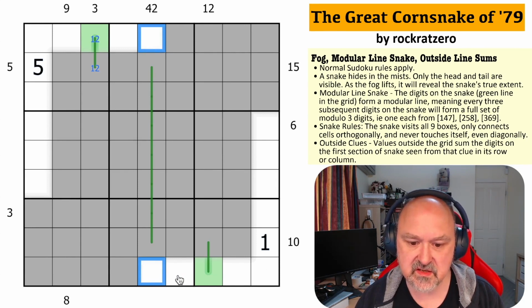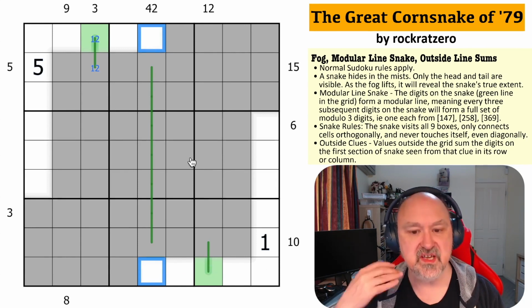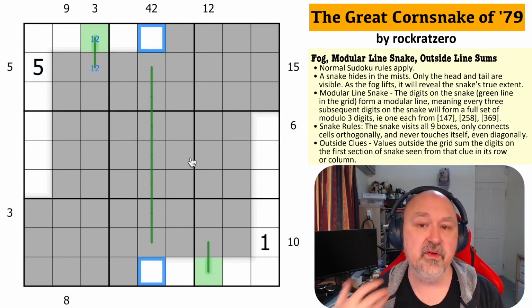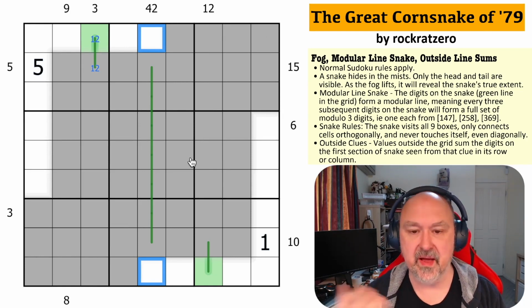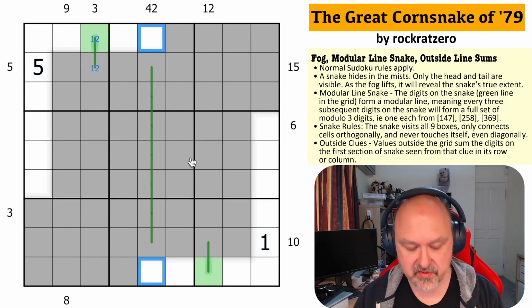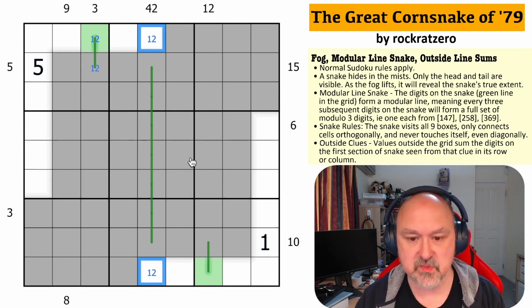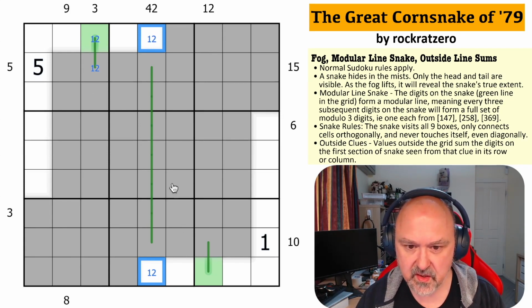So these two cells add up to 3 because the entire column sums to 45. 1 through 9, all of the digits in the column add to 45. 45 minus 42 is 3. So those two cells have to add to 3. The only way to make 3 is 1 and 2, the same as over here.